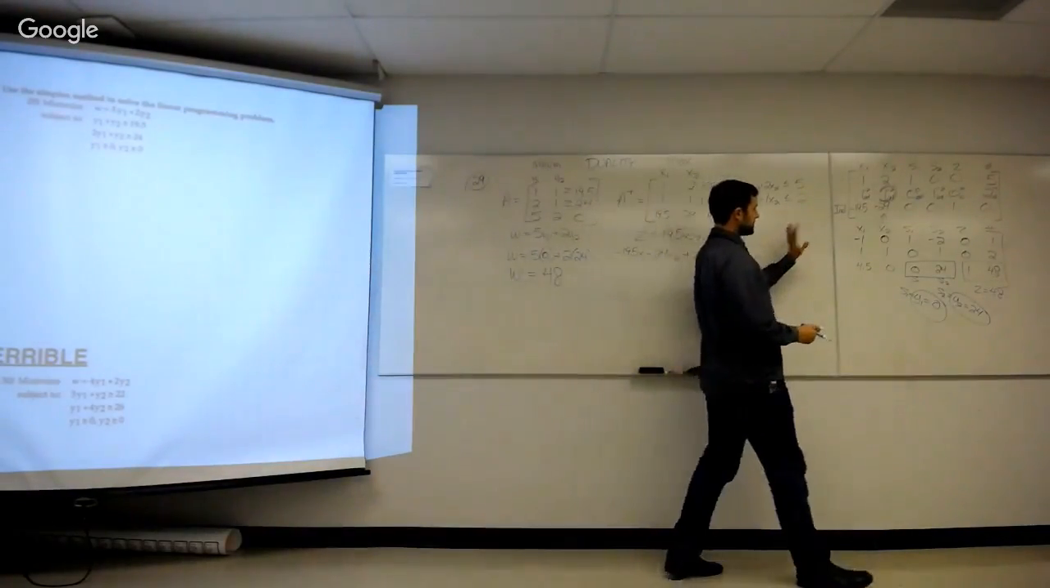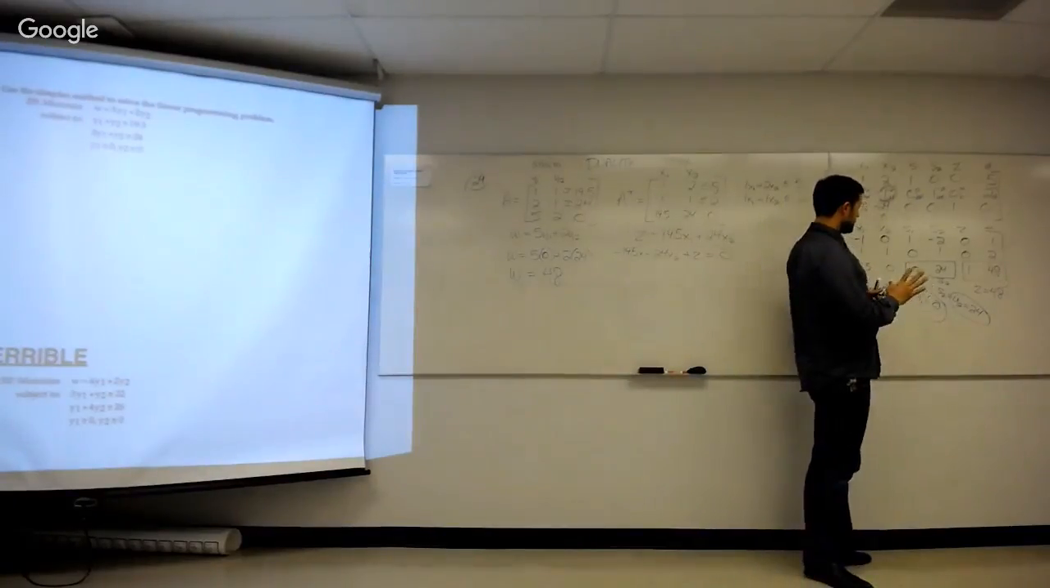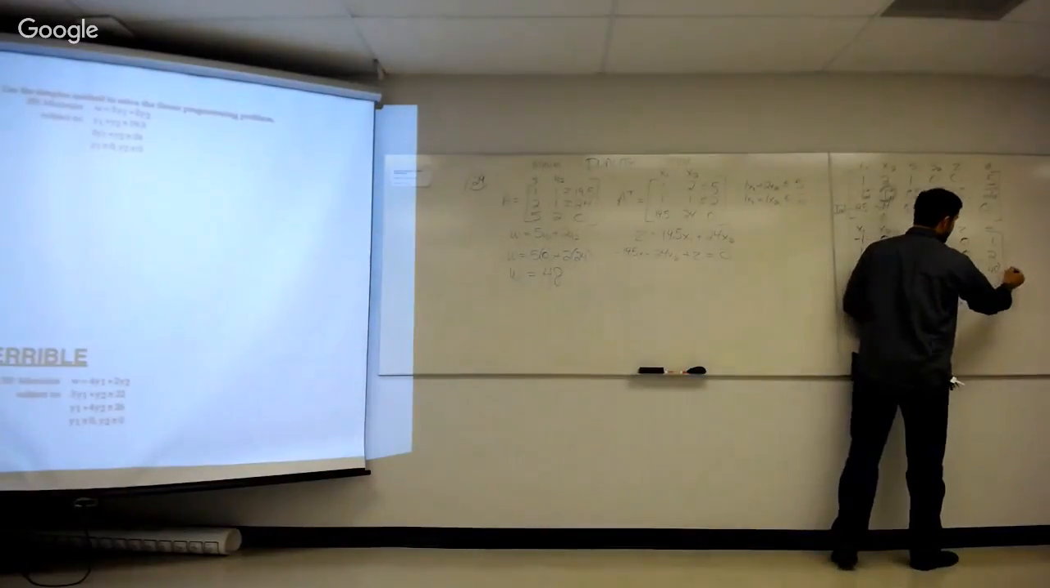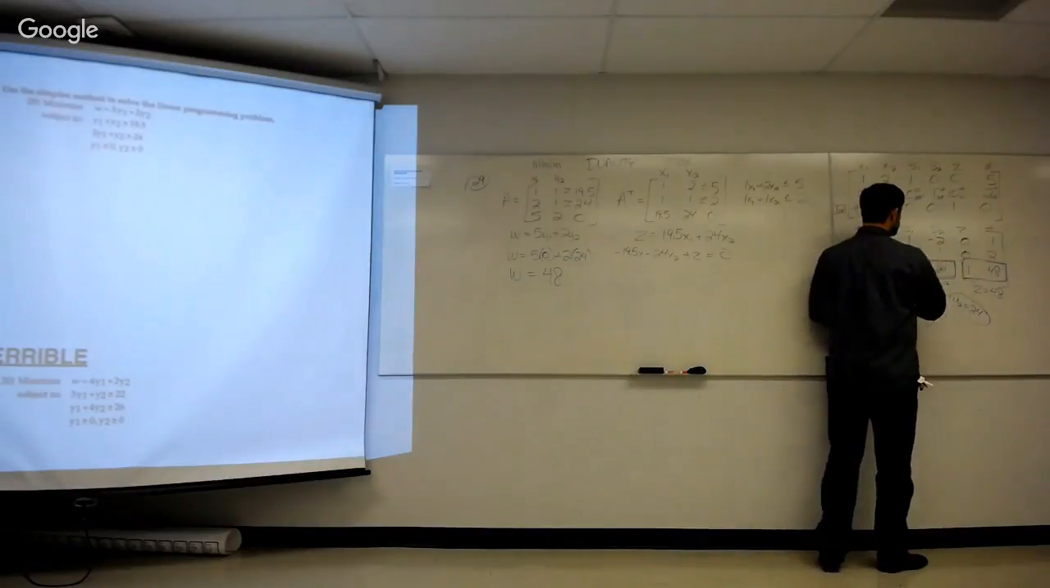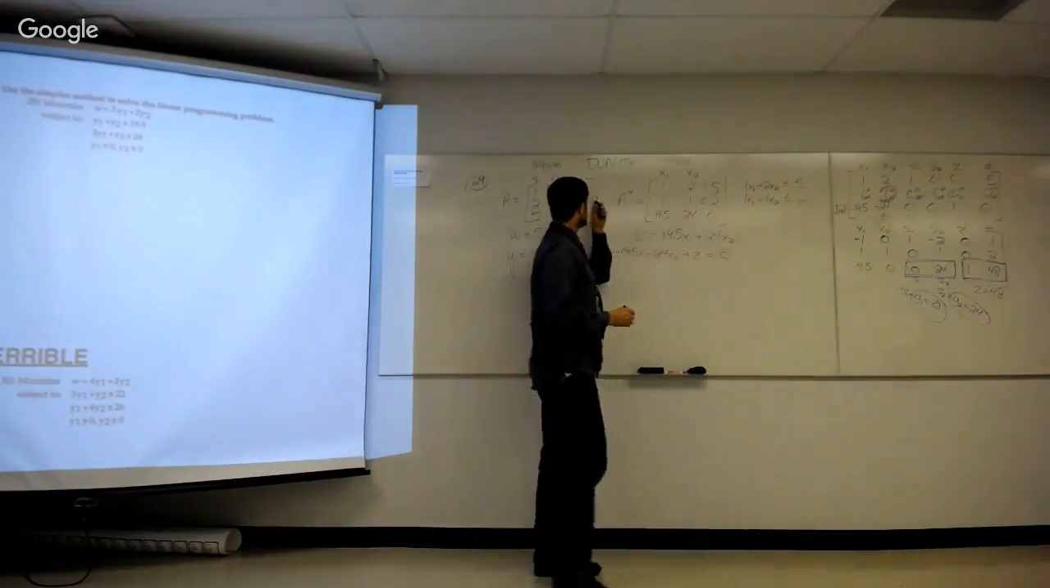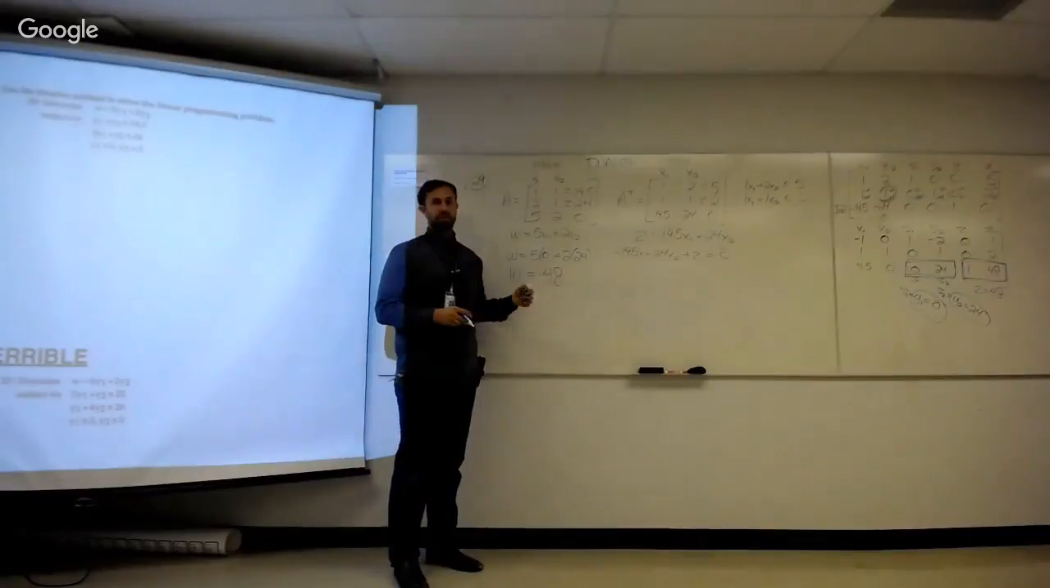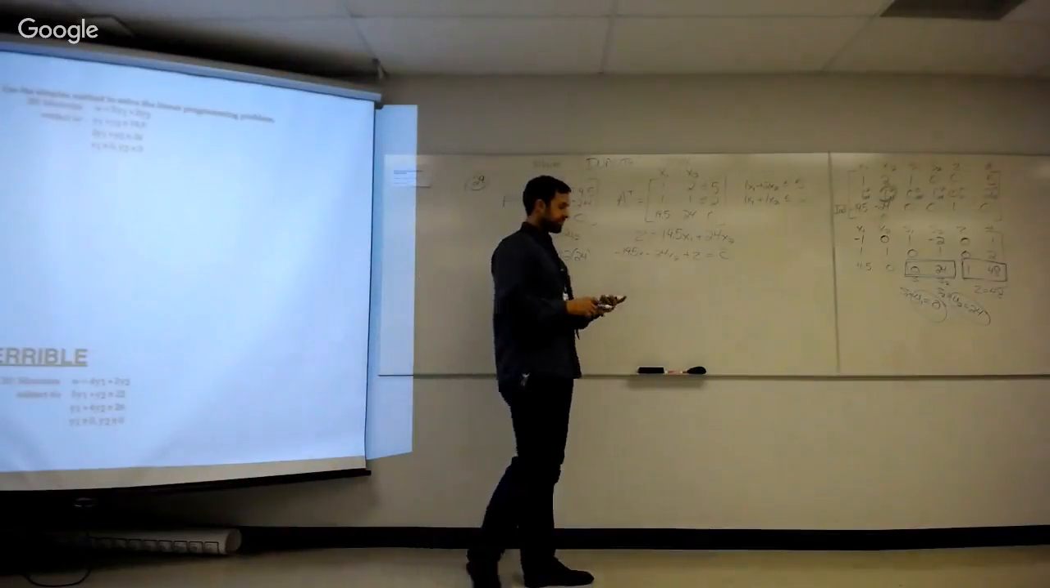Once you're done with the simplex method, where you really want to draw your attention is here, because it tells you the value of Z, and here, because it tells you the value of the original variables that you were looking for.